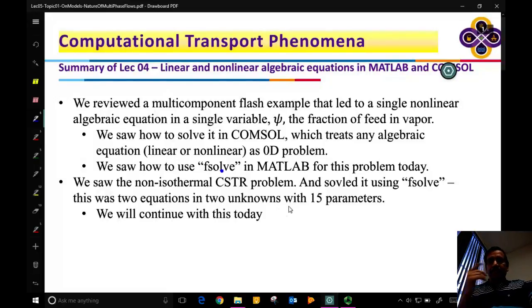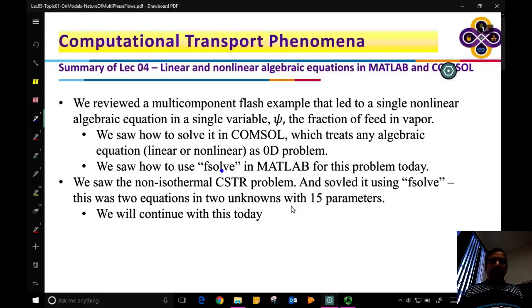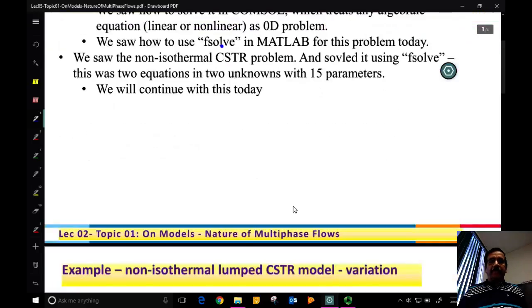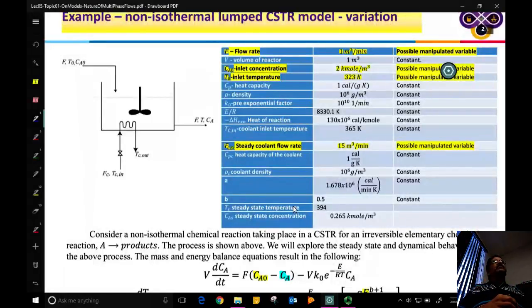So in the last lecture, we just looked at the flash problem, how to solve it in COMSOL, how to solve it in MATLAB. And then we started looking at the continuously stirred tank reactor problem as an example of a system of nonlinear algebraic equations, 2 equations in 2 unknowns. And I want to continue with that because this is a problem, as I said in the last class, that's rich in terms of the behavior that it exhibits. So we'll come back to this problem later on, in fact, to look at stability issues, etc.